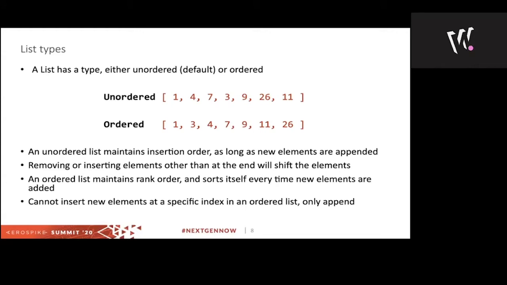And an ordered list maintains rank order all the time. So every time you add a new element, it'll resort itself. And you can't insert an element. That's an operation that's not allowed on an ordered list because it doesn't really mean anything. If you want to insert something at index 3, well, in this case, the indexing is by rank.